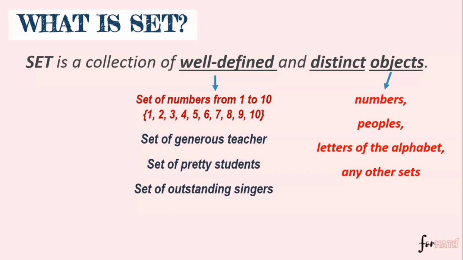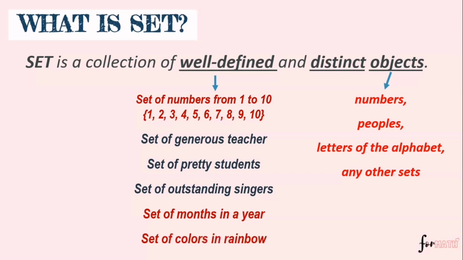So hindi siya katulad ng set of numbers from 1 to 10. Kapag tinanong mo, masasagot niya agad na 1, 2, 3, up to 10. Okay? Another example, set of months in a year. If tinanong tayo what are the months in a year, we can clearly state that the months in a year are January, February, March, etc. And also the set of colors in a rainbow. Diba? So those are examples of well-defined and distinct sets.